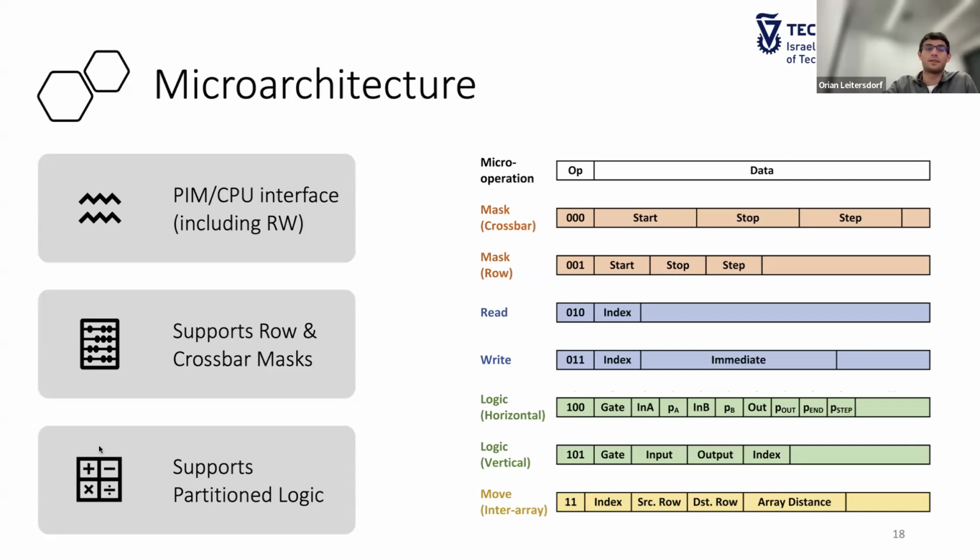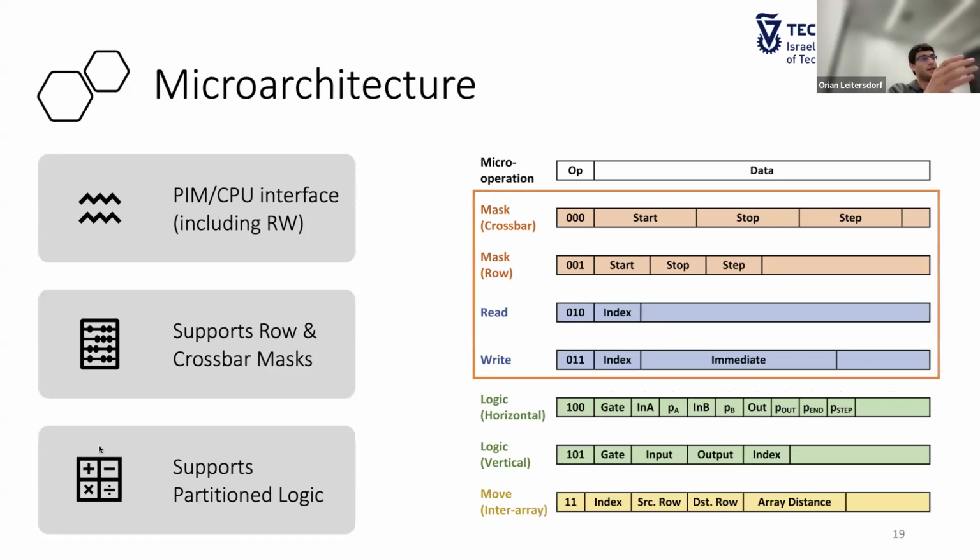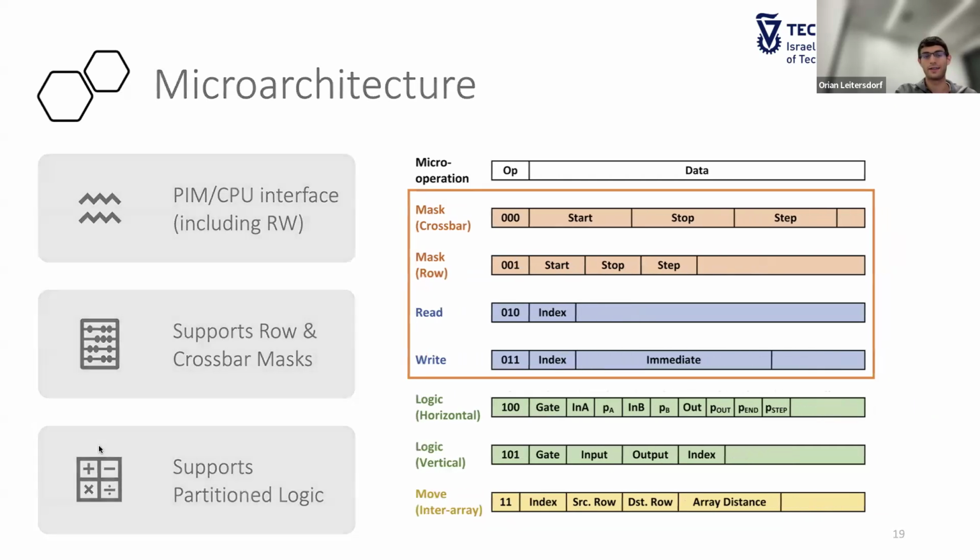We wanted to support not only applying an operation across all the rows and all the crossbars, we want some ability to mask these operations with operations that are going to select certain rows or crossbars. And we want to support very complex partition logic that has a very high degree of flexibility. So let's start for a second with mask and read-write.